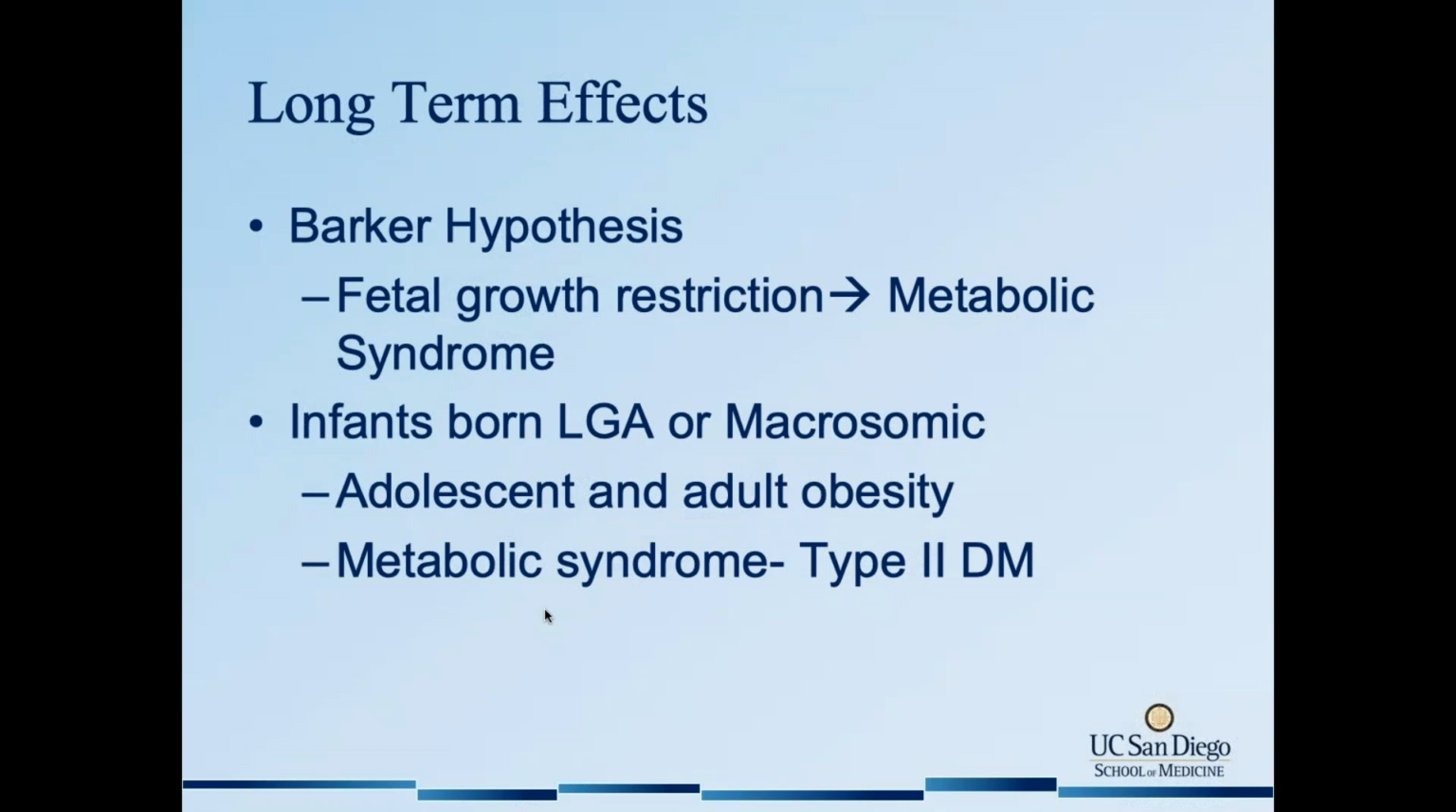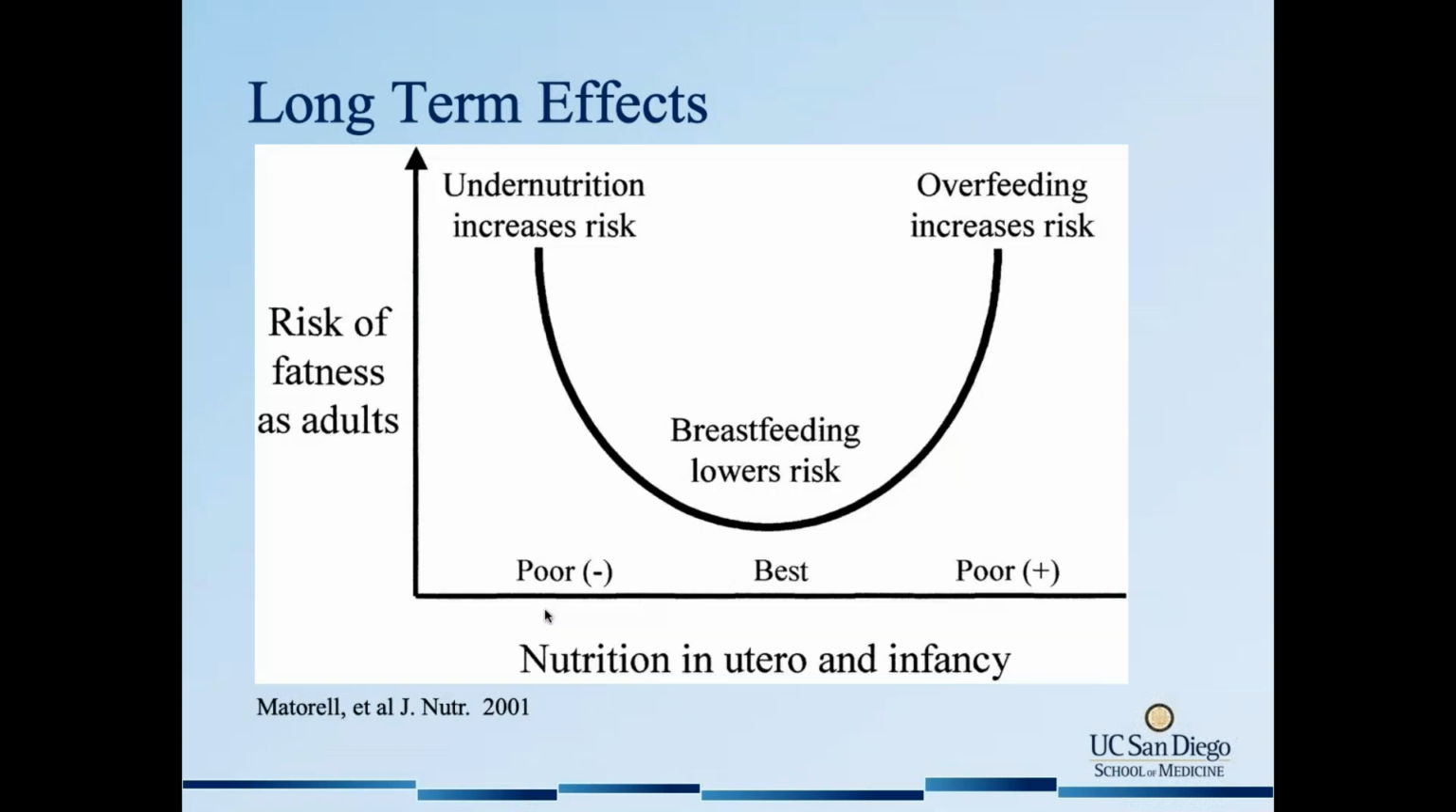It appears that there's a similar effect happening in pregnancies complicated by diabetes, such that if infants are born large for gestational age or macrosomic, they have a higher risk of developing adolescent and adult obesity, as well as metabolic syndrome and type 2 diabetes. So we actually think that this is a U-shaped phenomenon, such that undernutrition in the womb, as well as overfeeding in the womb, can increase the risk of adult obesity and metabolic syndrome. And this is a plug for breastfeeding, which seems to help reduce or modify that risk.